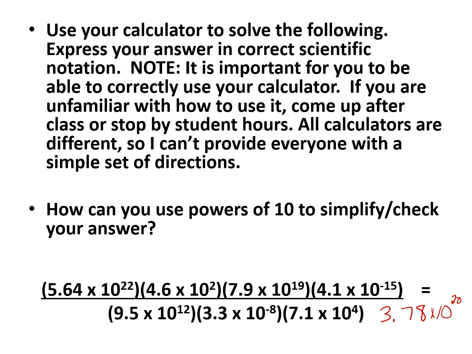We can take 22 plus 2 plus 19 minus 15. And then, because it's in the denominator, we would subtract 12. We would subtract a negative 8 and subtract 4, and we come up with 20 as a double check. Now, if you're not getting the proper answer, you want to make sure that you're putting parentheses around that denominator.